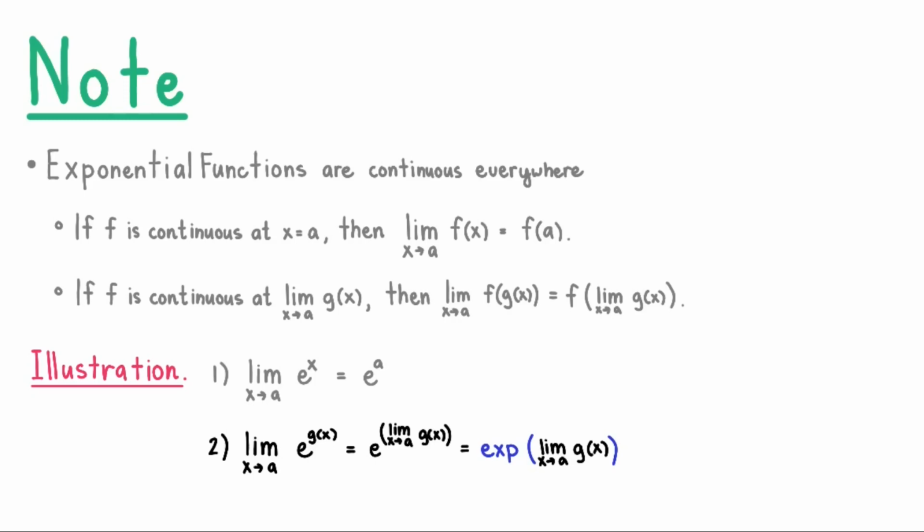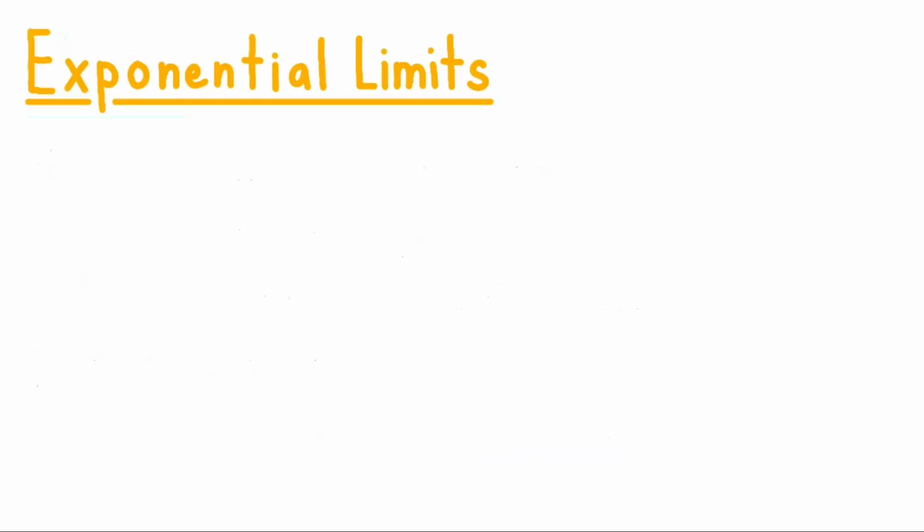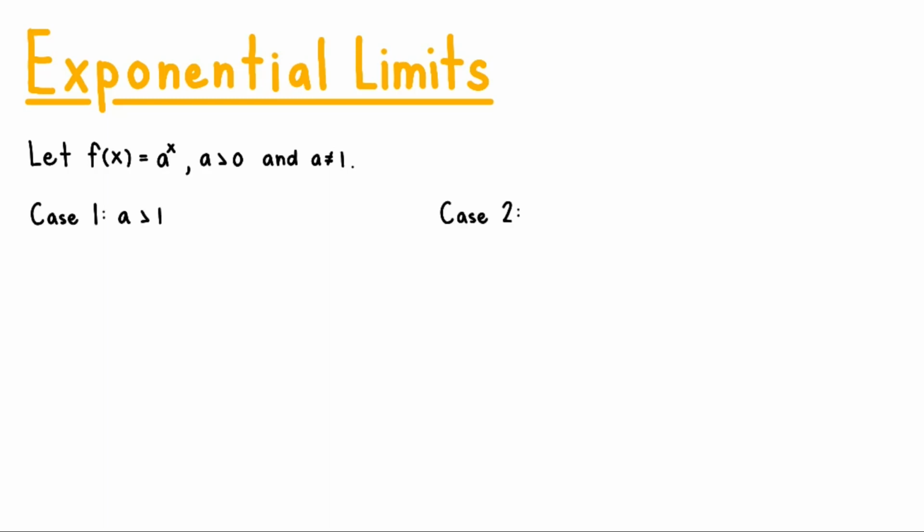And aside from this, we'll also be discussing one more thing that is very useful in our calculations. So let's have this one. In general, we let f of x be equal to a raised to x, wherein a is positive and a is not equal to 1. So this is just a basic exponential function. And given this, we'll actually have two cases. Either a is greater than 1 or a is between 0 and 1.